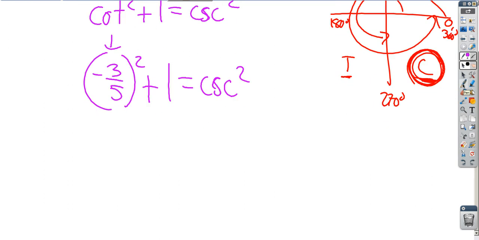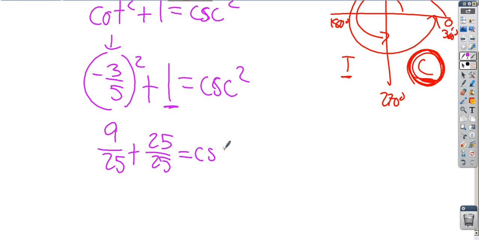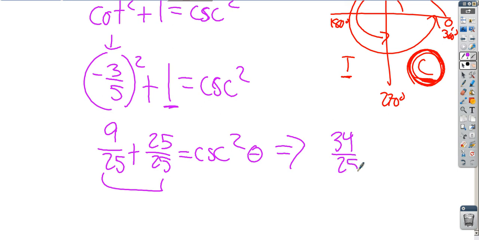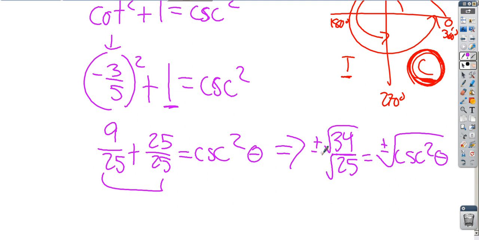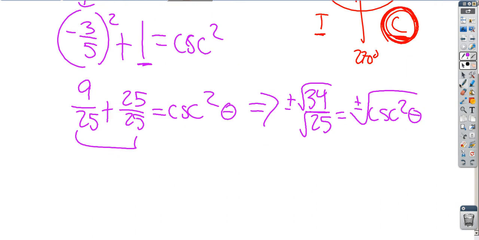So negative 3/5 times negative 3/5 is 9 over 25. Okay, this right here as a fraction is 25 over 25. That's the same as 1. Okay, what does this equal right here? Well, they have a common denominator, so let me just move this over here. So 9 plus 25 is 34 over 25 equals cosec squared. Okay, now to solve that we need to square root it, and we'll square root this side also with a plus or minus. 34 cannot be simplified, so we'll leave it as plus or minus root 34. Square root of 25 though is 5. So that's what cosec is.